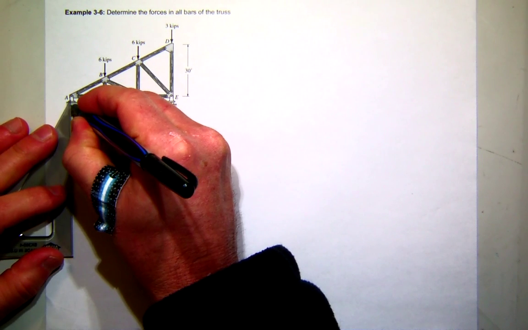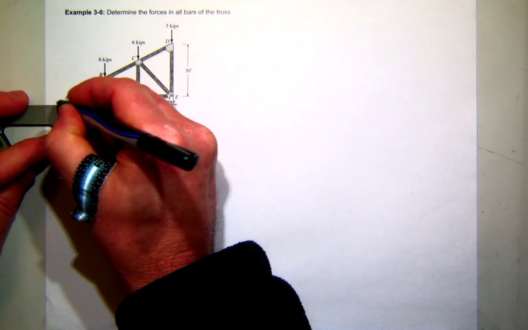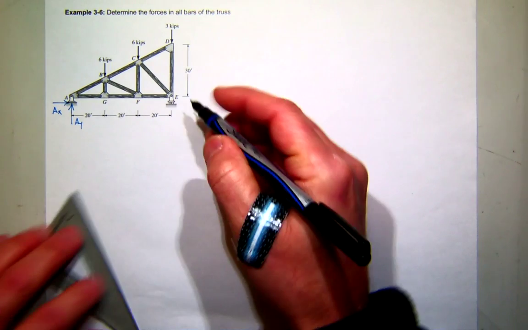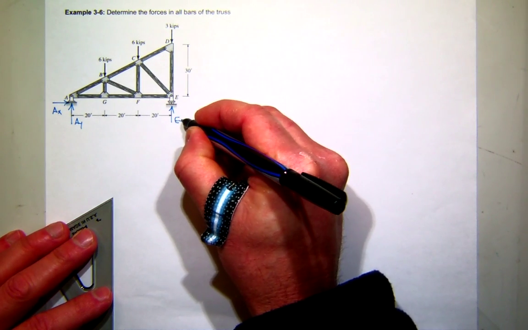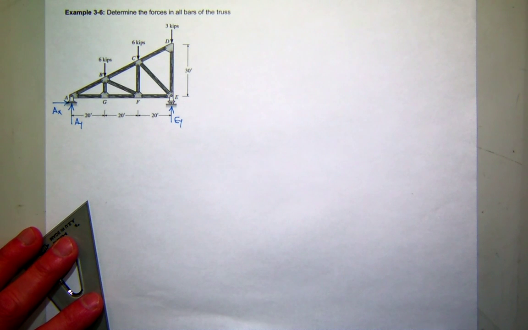So let's start. Usually a good place to start a problem, especially these truss problems, let's find our reactions. So I'll assume that I have a reaction in the X and Y directions at A, or a pin, and since E is a roller, I'll assume that I have a reaction in the Y direction, up. So let's find those values.